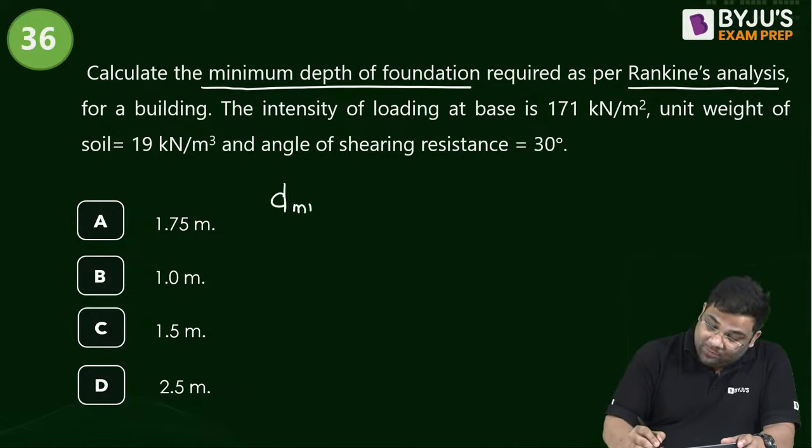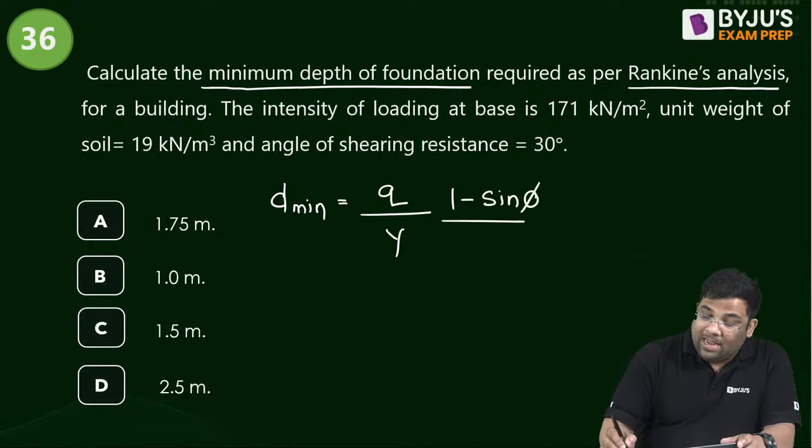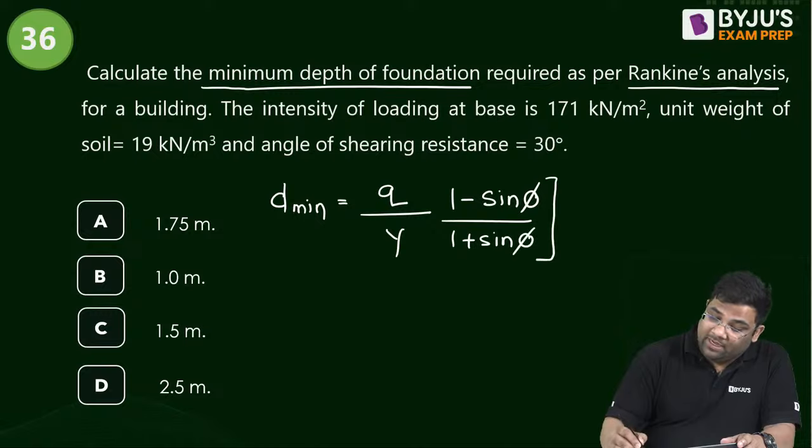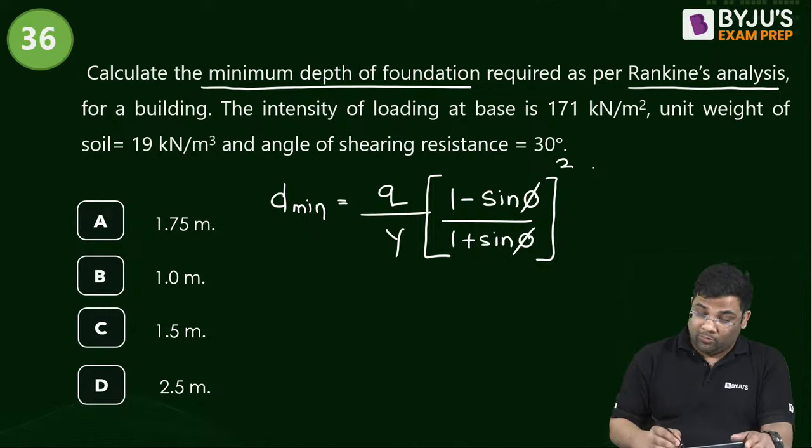36th question, the minimum depth of foundation as per Rankine, again a straightforward formula. This minimum depth formula is the load intensity divided by the unit weight of soil, then (1 minus sine phi by 1 plus sine phi) whole square. It's a very basic formula asked in many of the examinations. You should be knowing this formula, right?